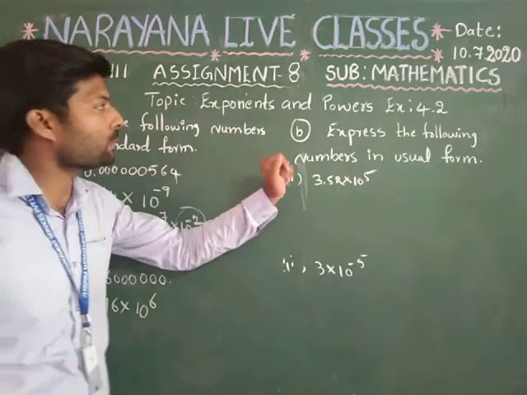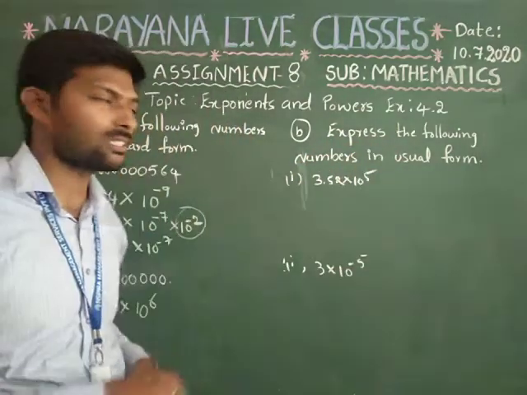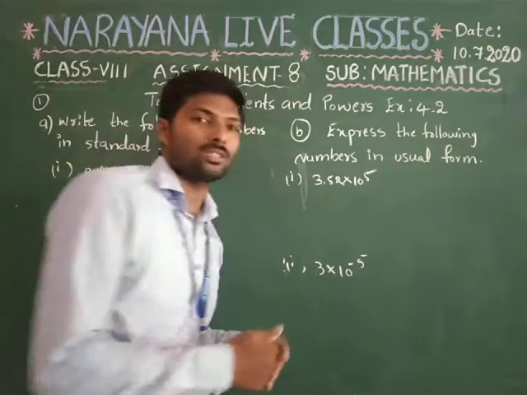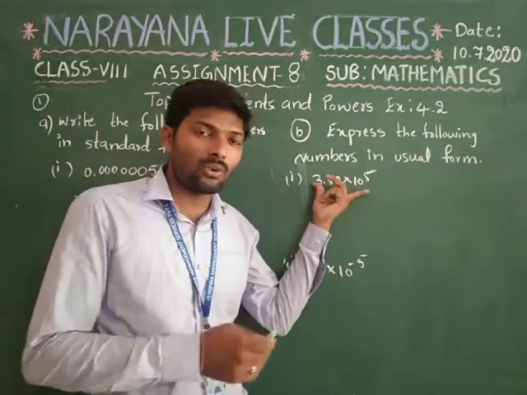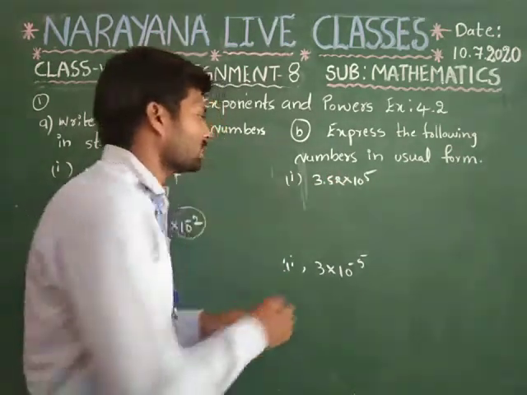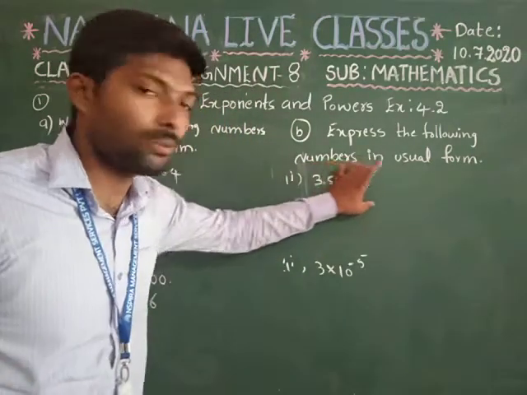Part B: express the following numbers in usual form. Usual form means the way we generally use numbers. What is given in standard form, we have to write in usual form. That is 3.52 into 10 power 5.